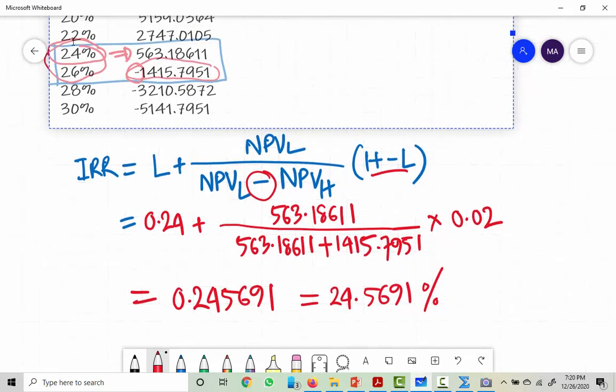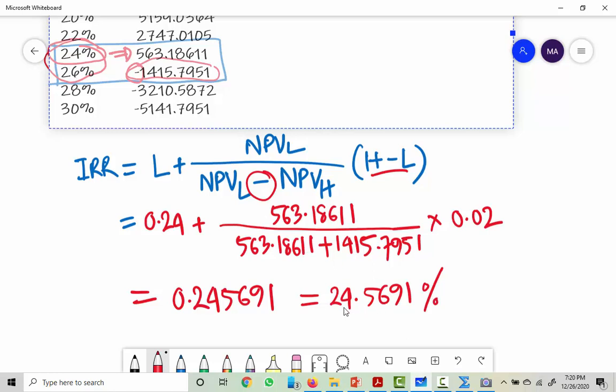If you notice carefully, the rate should be in between 24% and 26%, because when the discount rate is 24%, NPV is positive. When the discount rate is 26%, NPV is negative. We know at IRR, NPV is 0. So the discount rate where NPV is 0 should be somewhere in between 24 and 26%. So that's what we got.